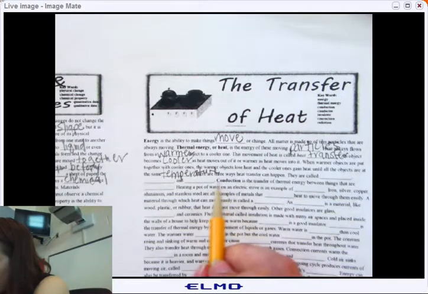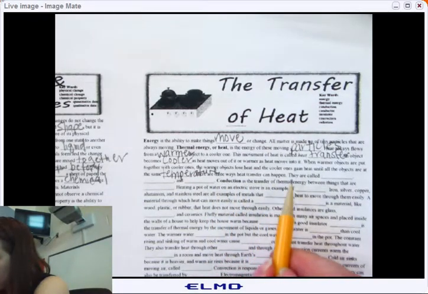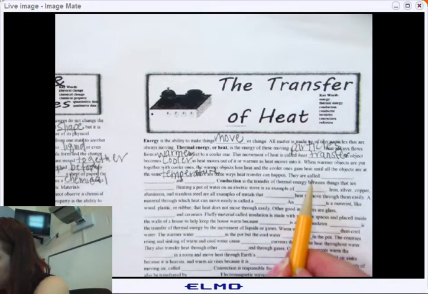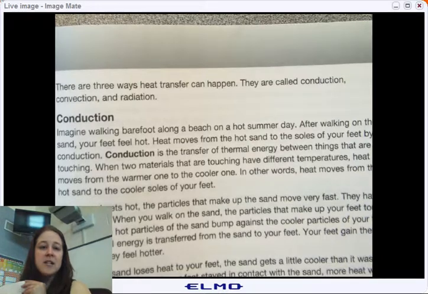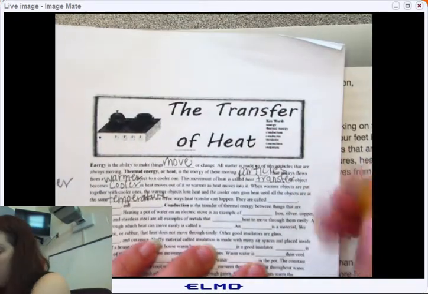There are 3 ways heat transfer can happen. They are called, what are the 3 ways? Do you remember? Come over here if you don't remember. It's in that very top part right there. They are called conduction, convection, and radiation. So please make sure you write that over here.